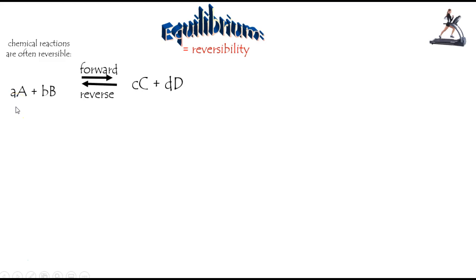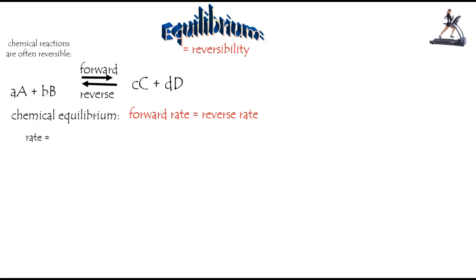Oftentimes they do, and things won't come to an equilibrium until the rate of that forward reaction is the same as the rate of the reverse reaction. That's the point at which you have equilibrium, and note that that's not the point at which the reaction has stopped. Things are still occurring, it's just at equal and opposite rates. Sort of like you're running on a treadmill.